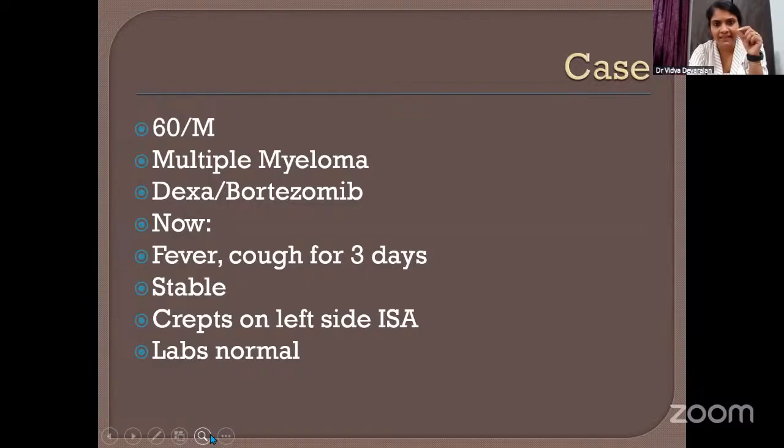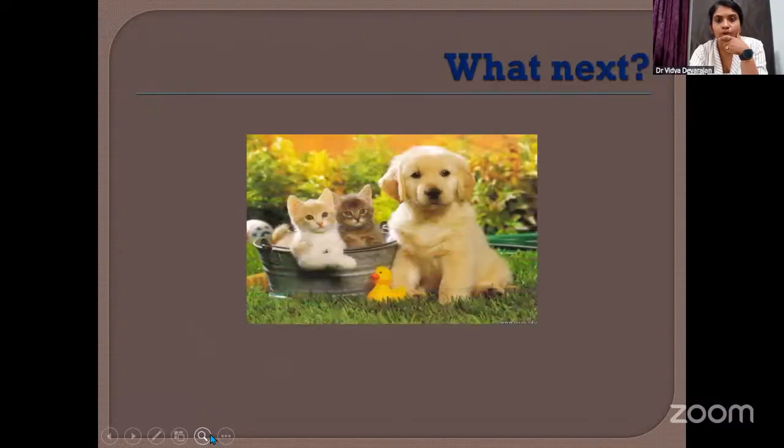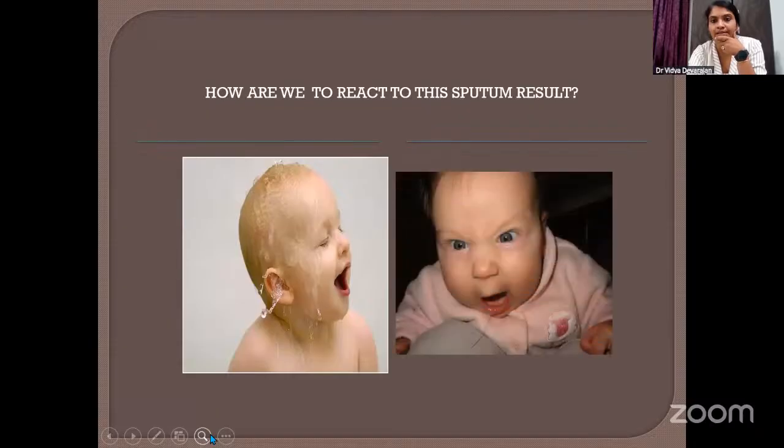These are all quick cases that you will come across. Multiple myeloma, fever and cough for 3 days, X-ray showing consolidation. Sputum now is showing Candida glabrata. I've told you so much about Candida. What should you do to this? This is a patient whose X-ray shows a consolidation. Sputum is growing yeast, and it is Candida glabrata. What do you do? Would you treat? Not treat. What next? How are we supposed to react to this sputum result?